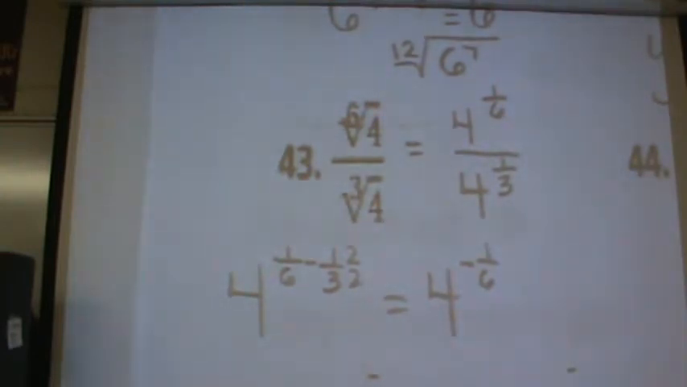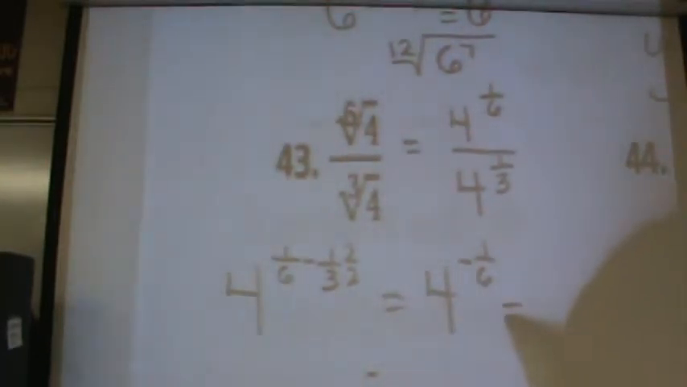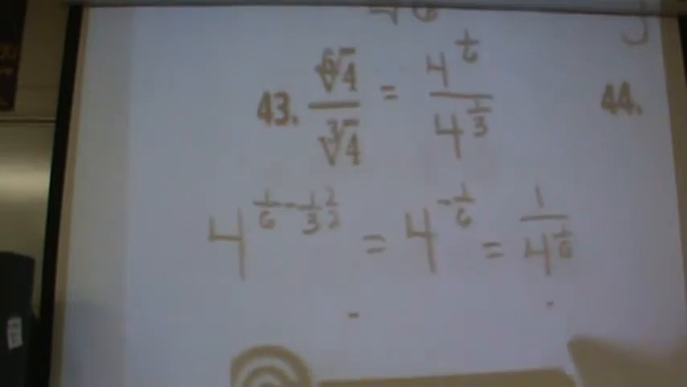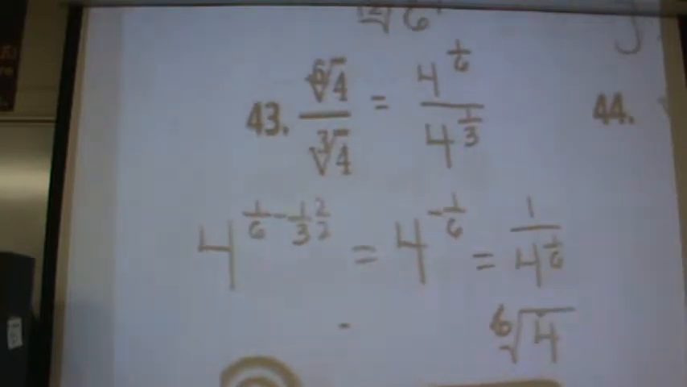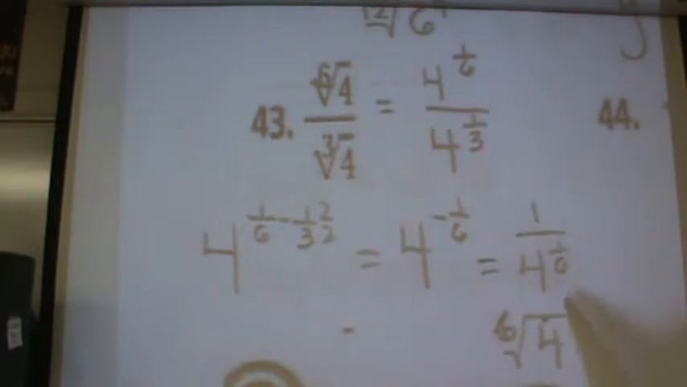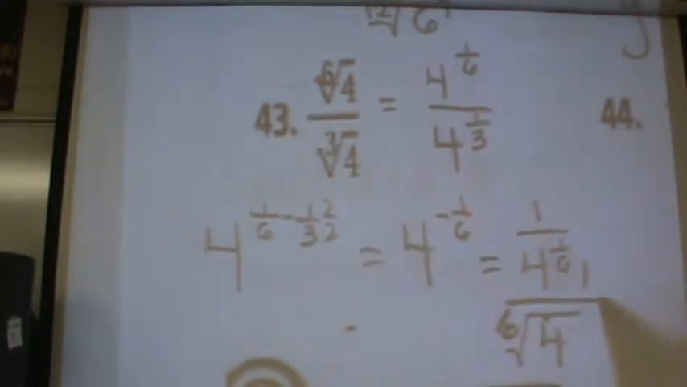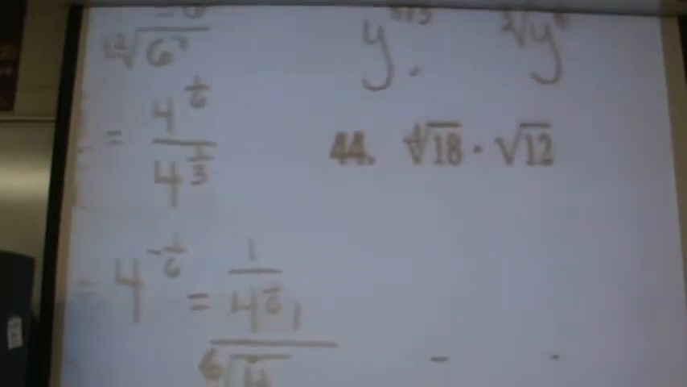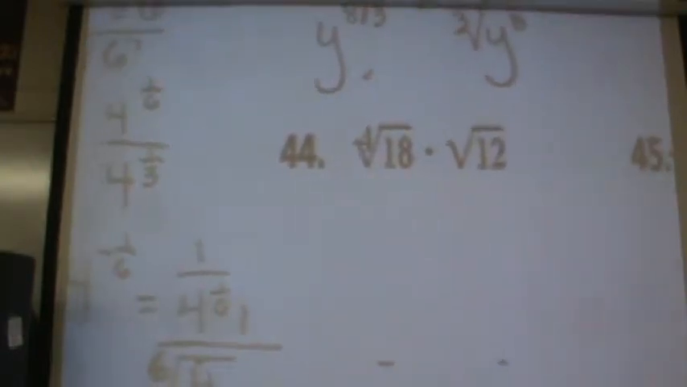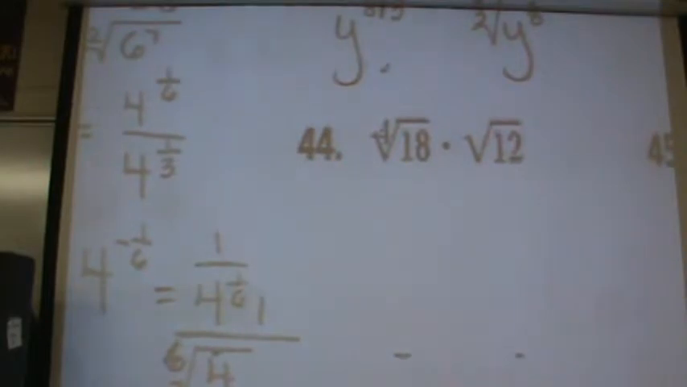Now, can you get rid of the negative? Over the 1. And then it turns it to a positive. And then it also could be said as the 6th root of 4. Good. It's actually in the denominator, right? 1 over. I forgot that. Okay. Now, number 44 is a trick question.